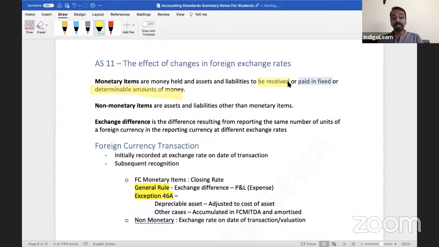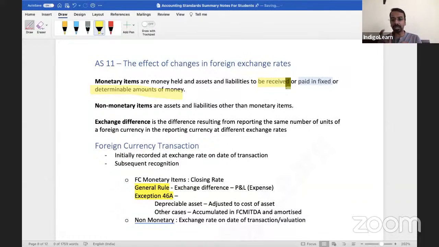Is it an asset to be received in fixed amounts of money? You may say, as per our previous discussion, it will be valued at lower of cost or net realizable value. That value is fine. But do you know what is the amount you will receive when you sell that inventory? You do not know. Maybe once you sell it, the inventory may be sold at a still lower rate, right? So inventory is not a monetary item. Inventory is a non-monetary item. Once you sell it, once there is a debtor in place, that becomes a monetary item.